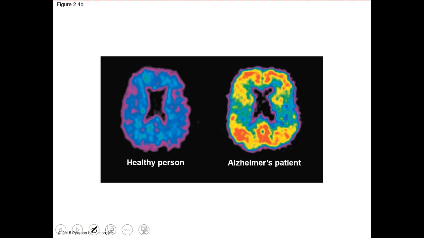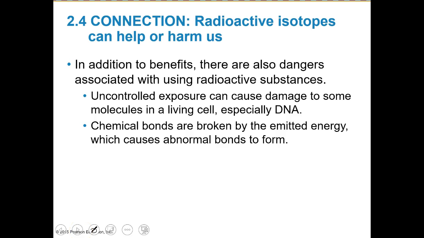Okay, so here's a healthy person and one with Alzheimer's. So you can see that they put these tracers in here to see what's going on with the brain activity. And we get some really interesting images this way.